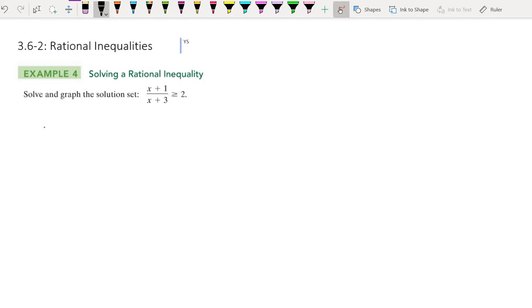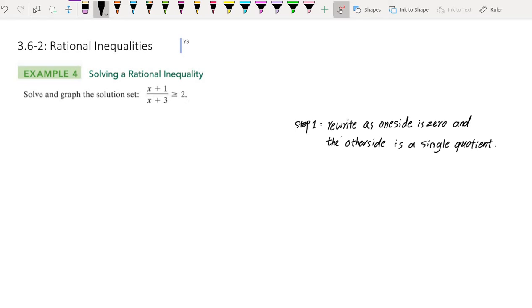Hello guys, today we're going to study 3.6 rational inequalities. Here we have an example we need to solve and graph the solution set: (x plus 1) over (x plus 3) greater than or equal to 2. Step 1, we're going to rewrite it so one side is 0 and the other side is a single quotient.